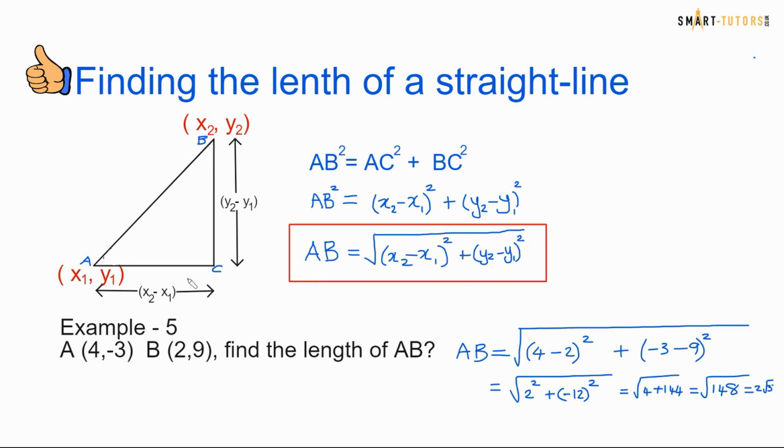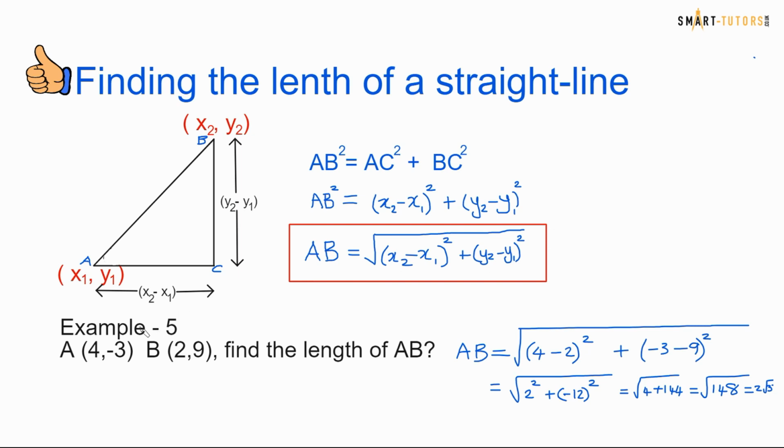So if you know the distance of AC is the difference between x2 minus x1, and the difference between y2 minus y1 is the length of BC. If you apply the Pythagoras theorem, AB squared equal AC squared plus BC squared. So AB squared is x2 minus x1 whole thing squared plus y2 minus y1 whole thing squared. If you take a square root, you will find the length of AB.